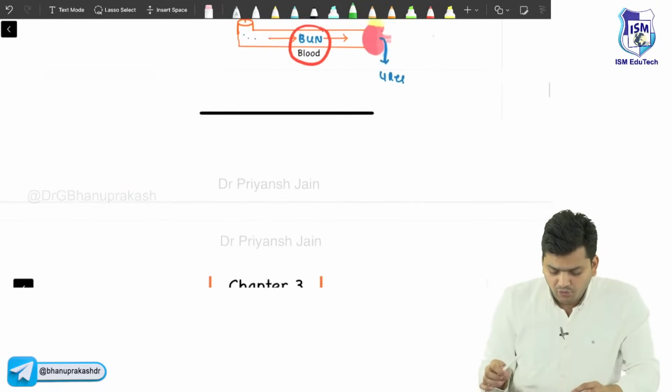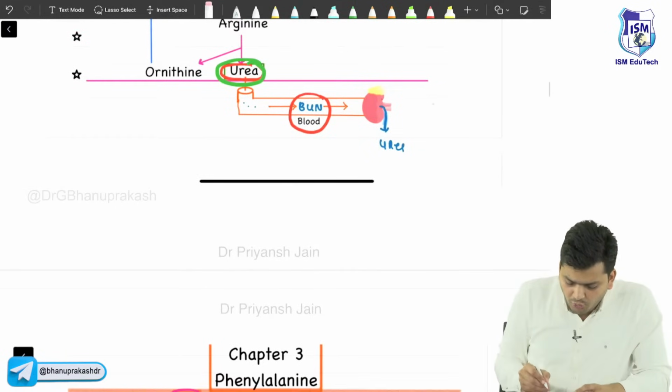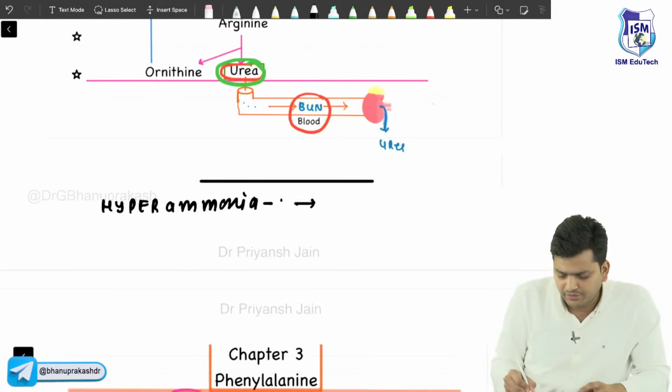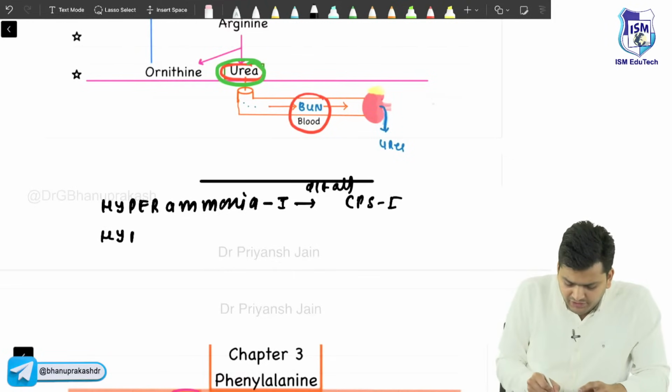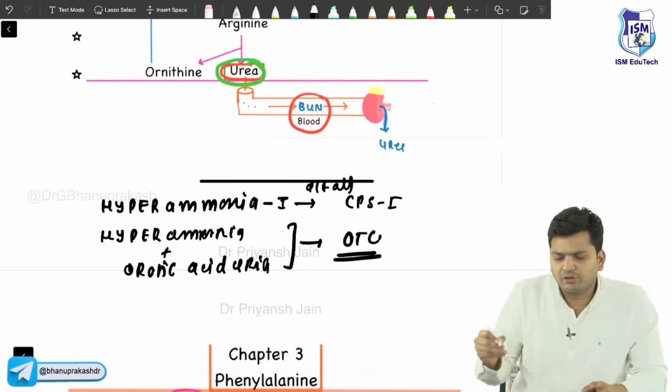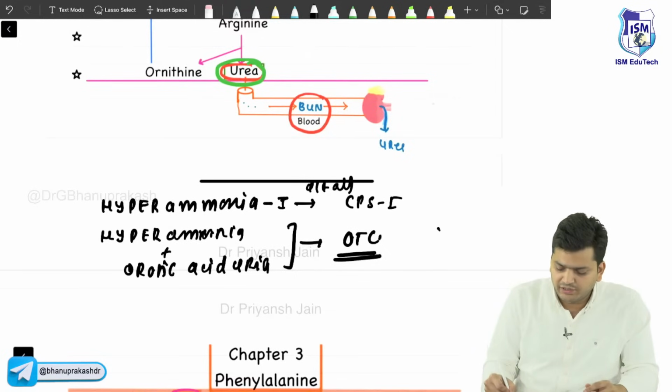In type 2 hyperammonemia, there is going to be orotic aciduria. So, if a patient is coming to us and they say the patient is just having hyperammonemia, there is no other symptom, this is hyperammonemia type 1, which is due to deficiency of CPS1. But if they say a patient is presenting with hyperammonemia plus orotic aciduria, the moment you see this word orotic aciduria, it is OTC deficiency. Ornithine transcarbamylase deficiency means it is hyperammonemia type 2.